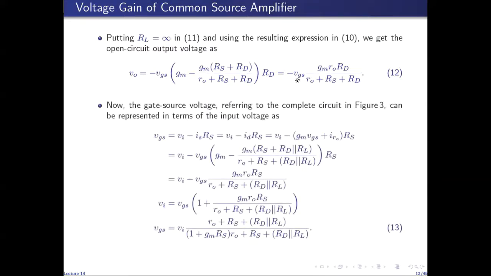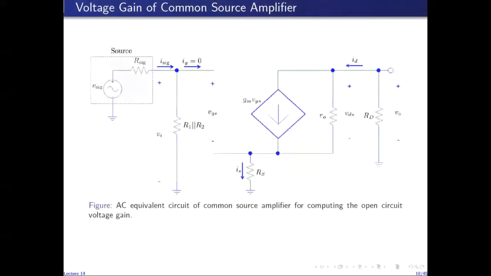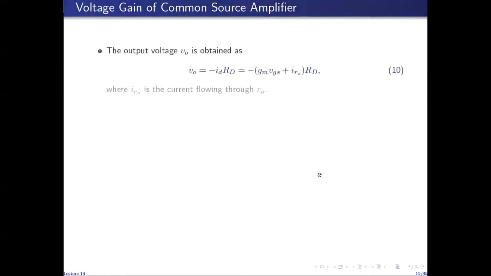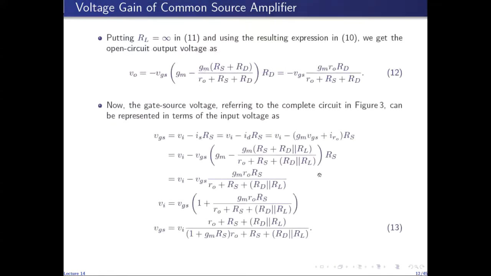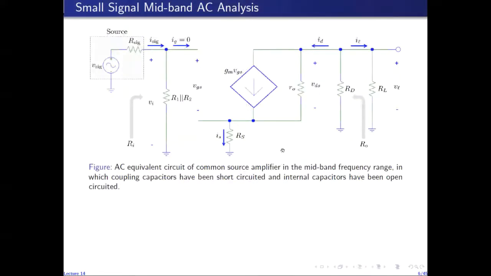And again, instead of finding VGS for this reduced circuit in which we don't have RL, just like IR naught, we will find VGS for the complete AC equivalent circuit, which is given by this diagram. So we wish to find this VGS, because once we find the VGS for this complete circuit, we can use VGS later on for special cases of RL. So VI is VGS plus VS, which means that VGS is VI minus VS, and VS is ISRS, and IS is ID.